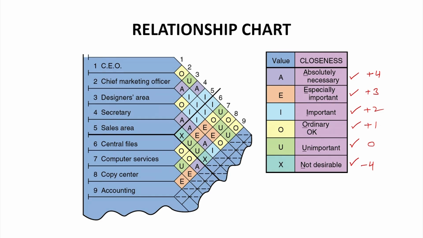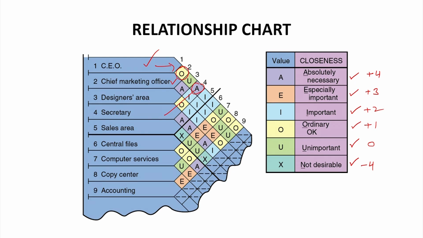So, in this manner, if we see how much closeness is required for the CEO office with the chief marketing officer, the relationship is of O type, ordinary closeness is required between the chief executive and the chief marketing officer. Whereas, if we find the relationship between the secretary and the CEO, it is a very high relationship, absolute closeness is required between the CEO and his or her secretary.